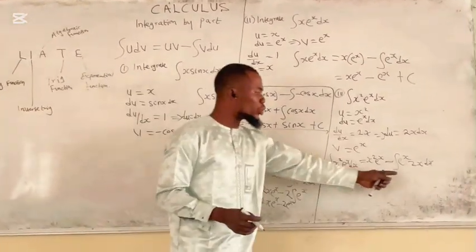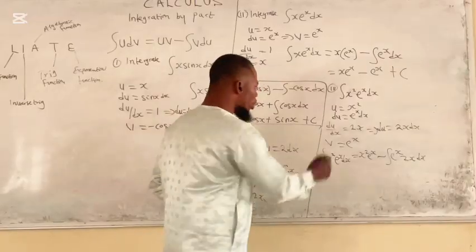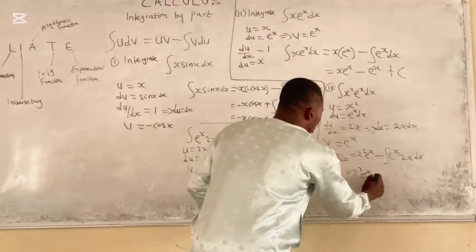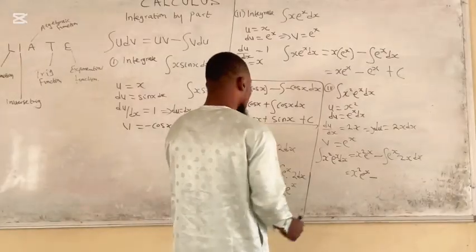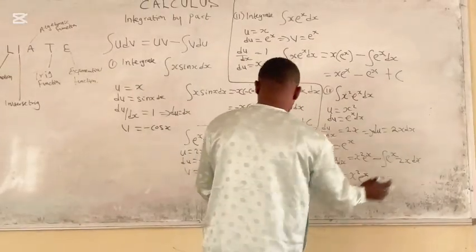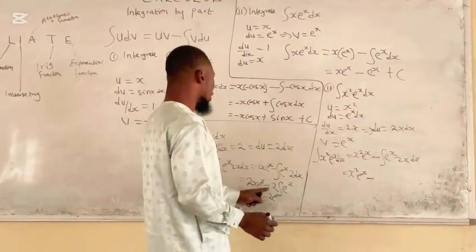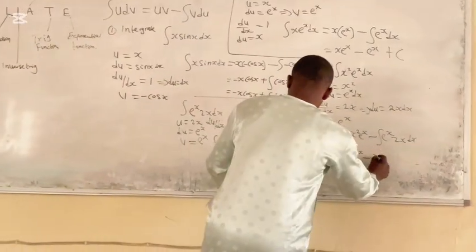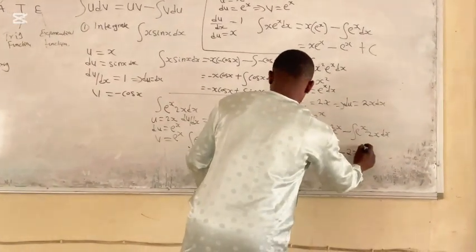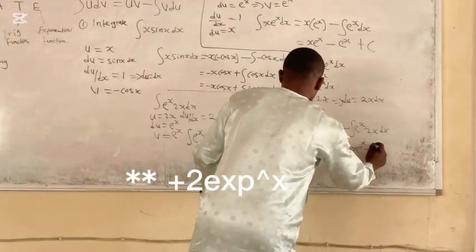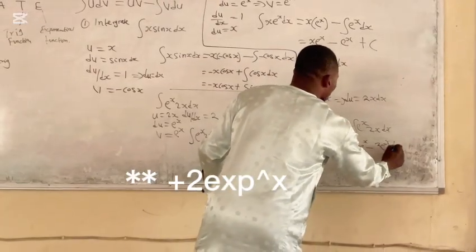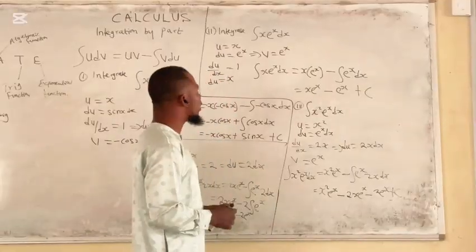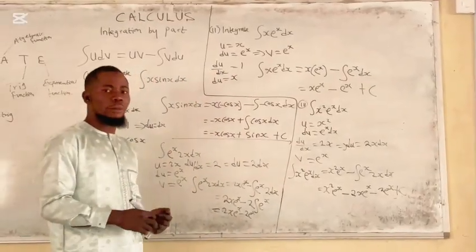Then we'll come and substitute it here. So coming here now, we'll be having x squared exponential x minus the integral of exponential x 2x dx, which is 2x exponential x minus 2 exponential x. So we'll be having x squared exponential x minus 2x exponential x plus 2 exponential x plus c, which is our constant. This is how you can solve questions under integration by parts.